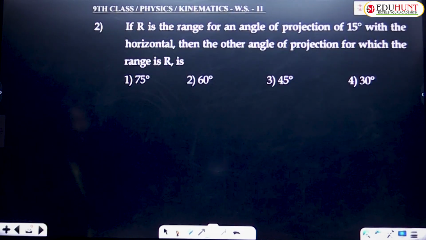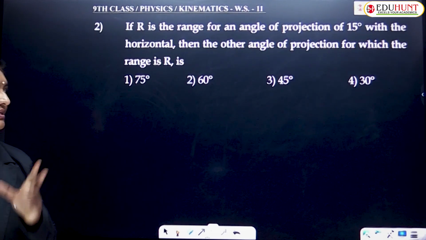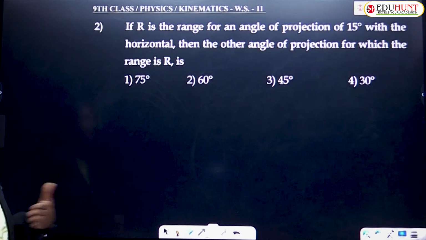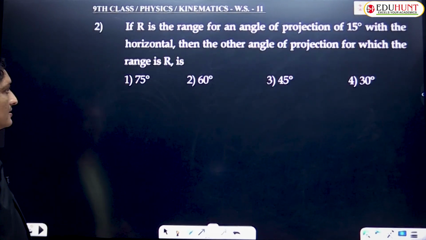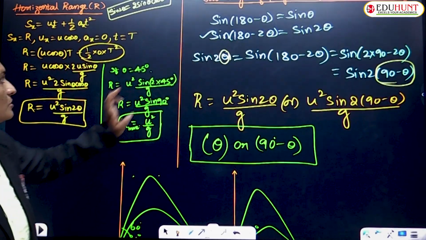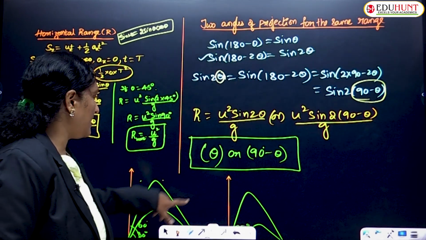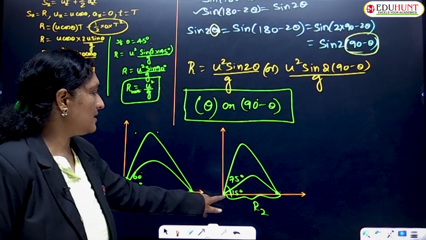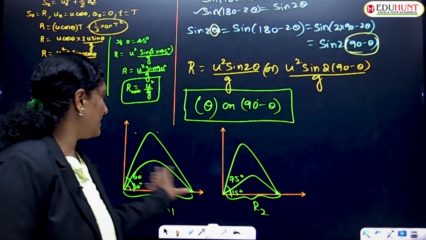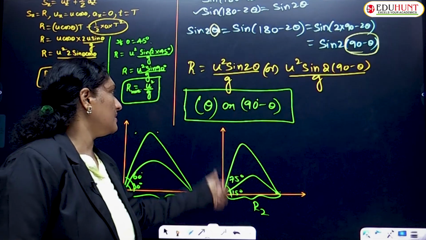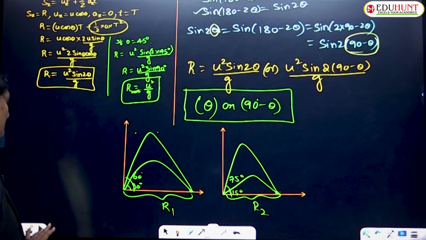If R is the range for an angle of projection of 15 degrees with the horizontal, then the other angle of projection for which the range is R is. So just now I have explained the two angles of projection for the same range. If one is theta, the other must be 90 minus theta, and you'll get the same range. If one is 15 degrees, the other is 90 minus 15, which must be 75 degrees, to get the same range.